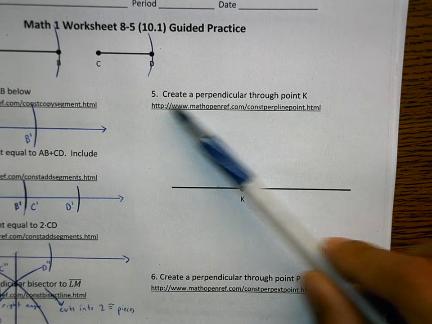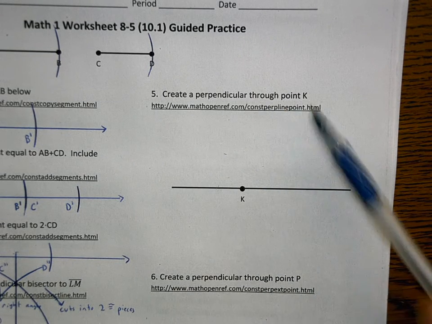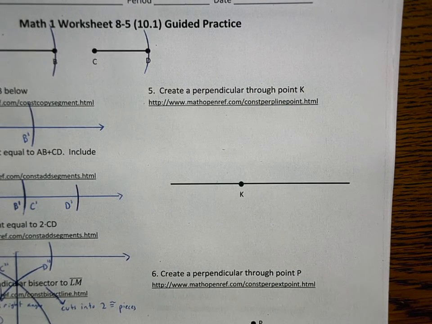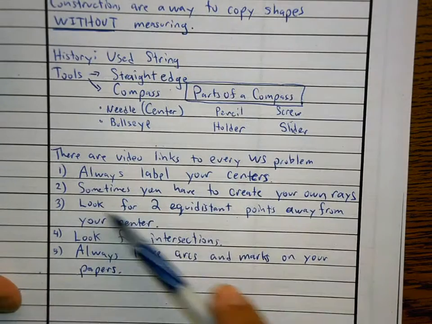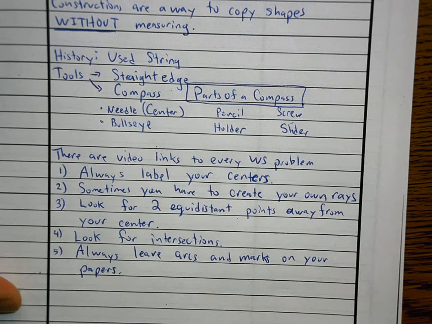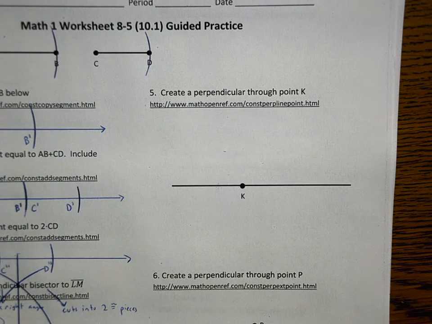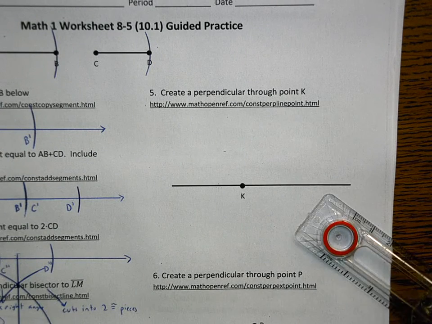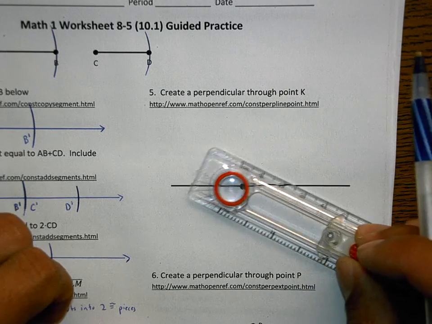We have to create a perpendicular through point K. So if I'm trying to go through this point, let me look at what my notes say. Look for 2 equidistant points away from your center. I don't have 2. Let's make them. If not, we're going to have to create them. So how do I create 2 equidistant points?